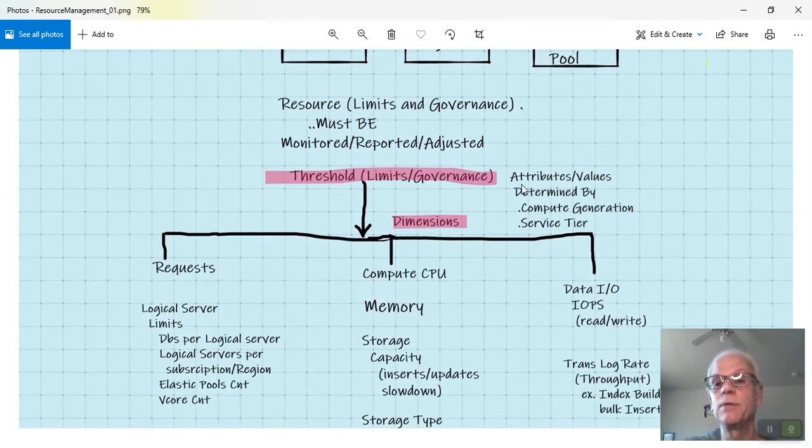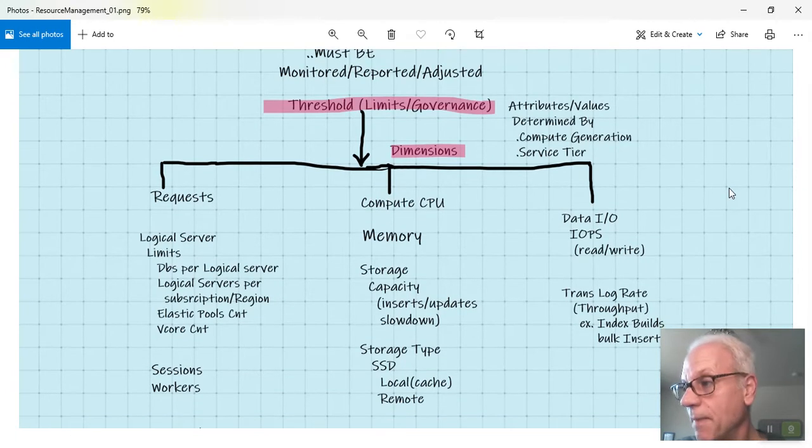Below, we'll have some attributes and values determined by the compute generation, as I mentioned, Gen 4, Gen 5, and some others, and the service tier that also accompanies the assignment of the compute generation. So some of the dimensions of the metrics, or actually the resources, are requests, logical server limits, such as DBs per logical server. So there are a certain number of DBs that can be assigned to a logical server. So do know that when you're creating your systems. Also, a higher branch up is logical servers per subscription. So there are certain limits to how many logical servers you can have per subscription/region.